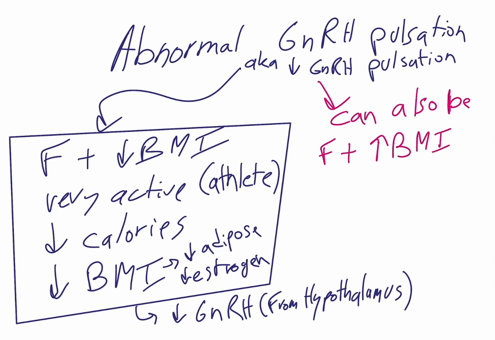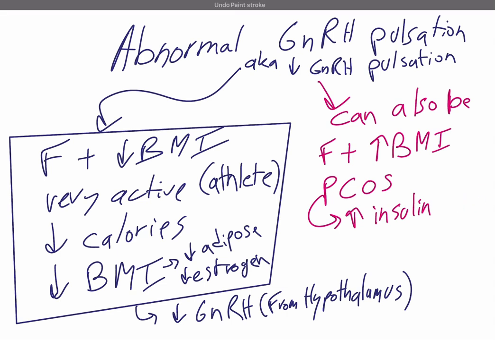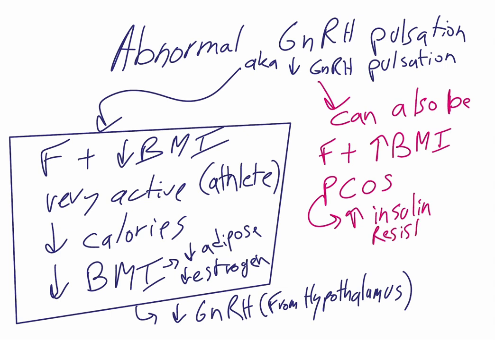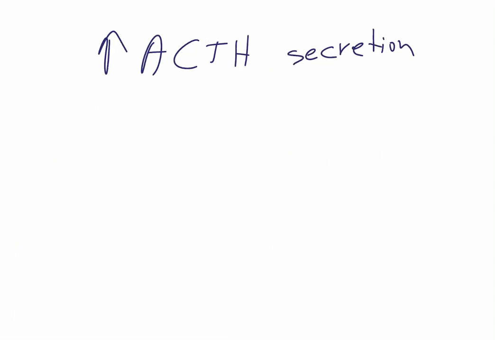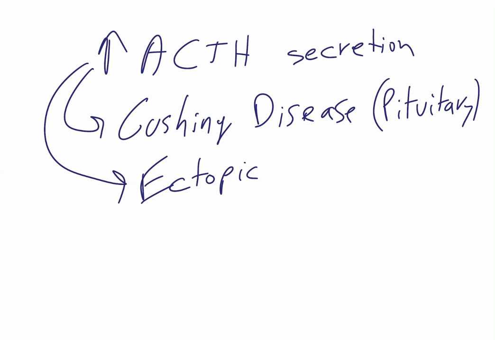However, just keep in mind, you could go on the opposite end of the spectrum where they give you a female, big girl alert, with a high BMI and PCOS, that's polycystic ovarian syndrome. In this case, the increase in insulin resistance is resulting in increased androgen production, and this results in anovulation. Some distractor choices that they might give you in this type of question might be increased ACTH secretion. This specifically refers to Cushing's disease from the pituitary, or ectopic ACTH production, such as small cell lung cancer.